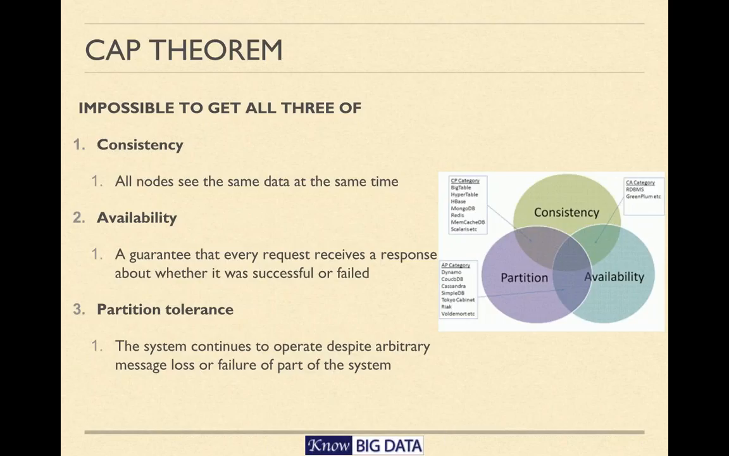So these are the three things. This is the definition. The CAP theorem says that out of these three things, you can at most have two. You cannot have consistency, availability, and partition tolerance at the same time. Can anybody help me understand why? All right, let me explain.